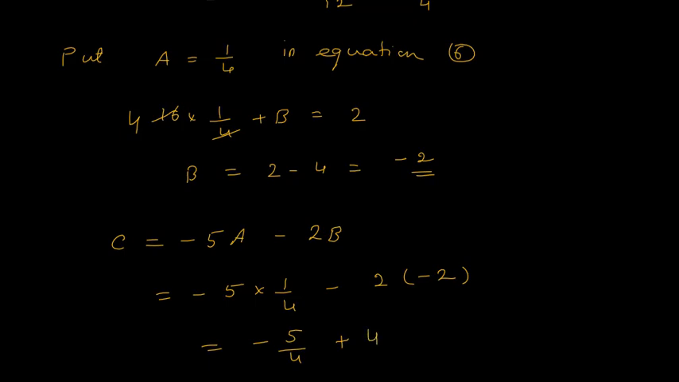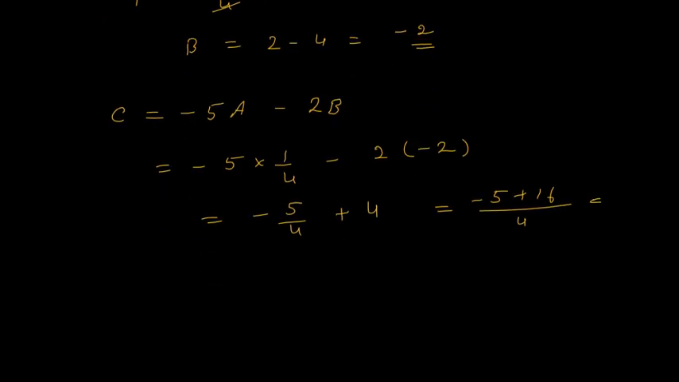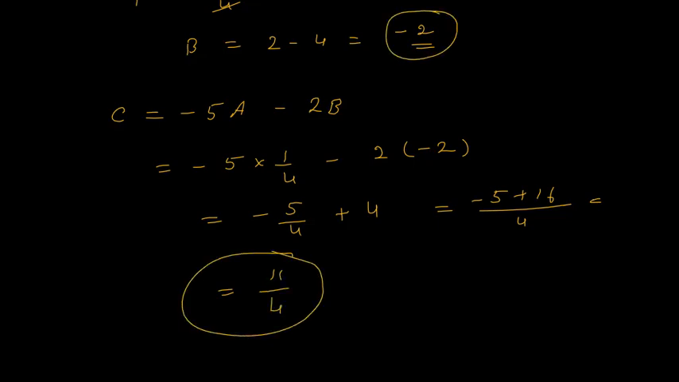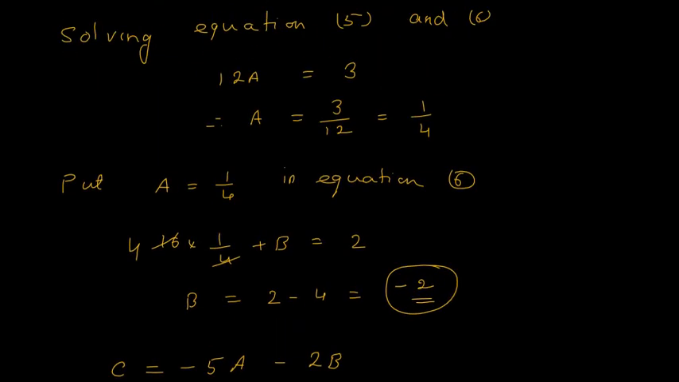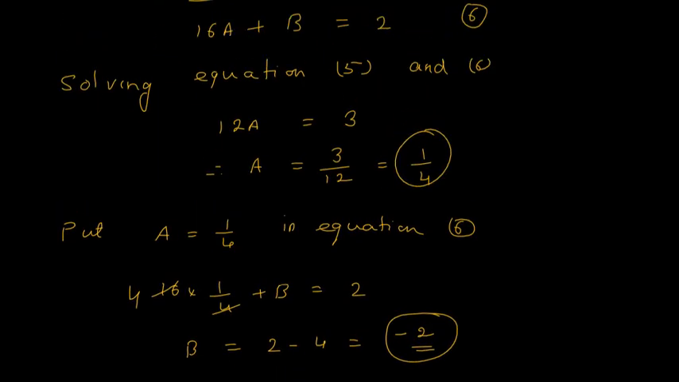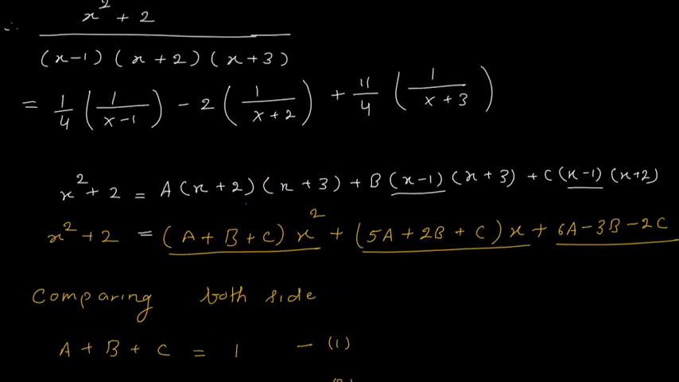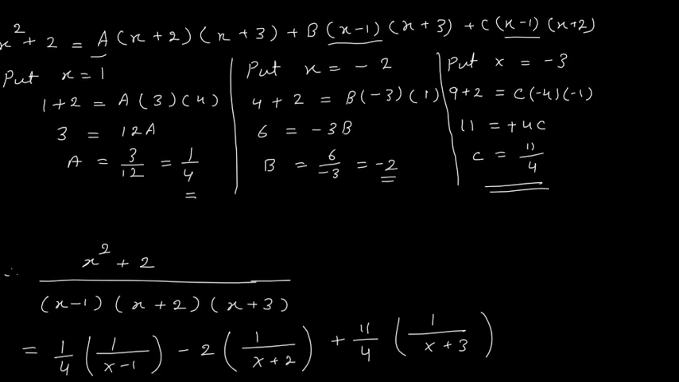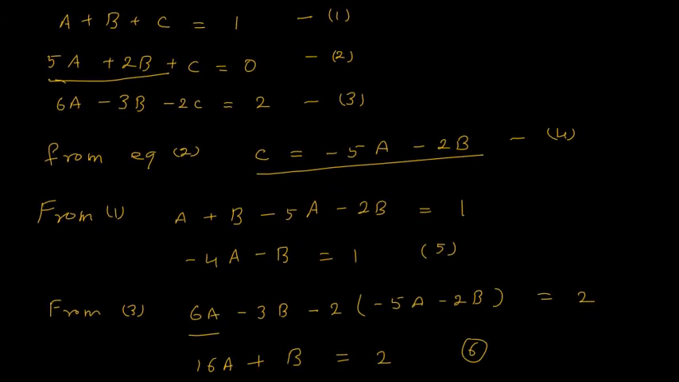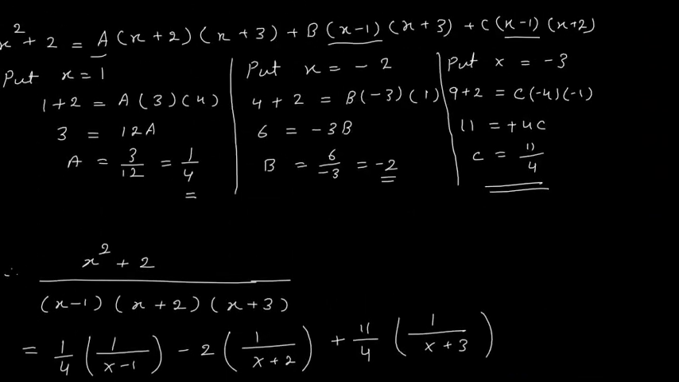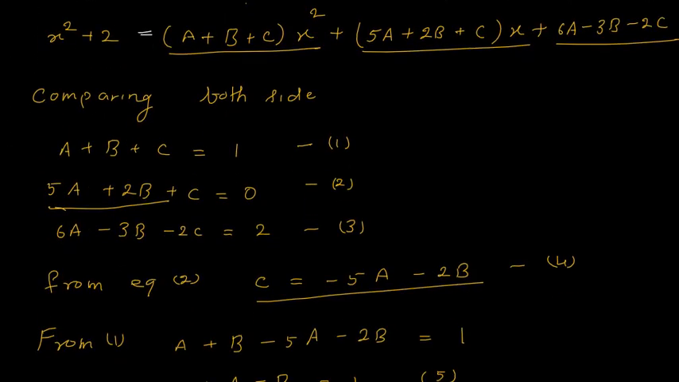So this is minus 5 divided by 4. This is plus 4. So this is minus 5 plus 16 whole divided by 4. So minus 5 plus 16 is what? It is 11 divided by 4. So the value of c is 11 divided by 4. The value of b is minus 2. And the value of a is 1 upon 4. And what we got in the previous calculation, 1 upon 4, minus 2 and 11 upon 4, the same values we are getting at both the places, but it seems that the first method is simpler and the second method is a little complicated.